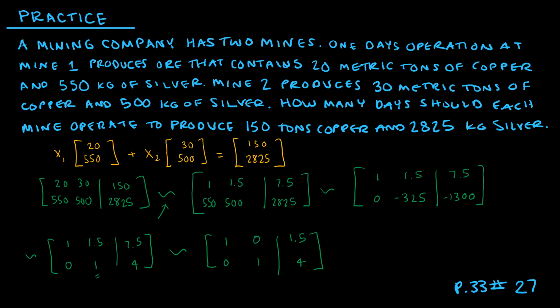So the question says, how many days should we operate each mine so that we have the correct amount of copper and silver? And my answer is right here. I would operate mine 1 for 1.5 days, and mine 2 for 4 days in order to have the required amount of copper and silver.